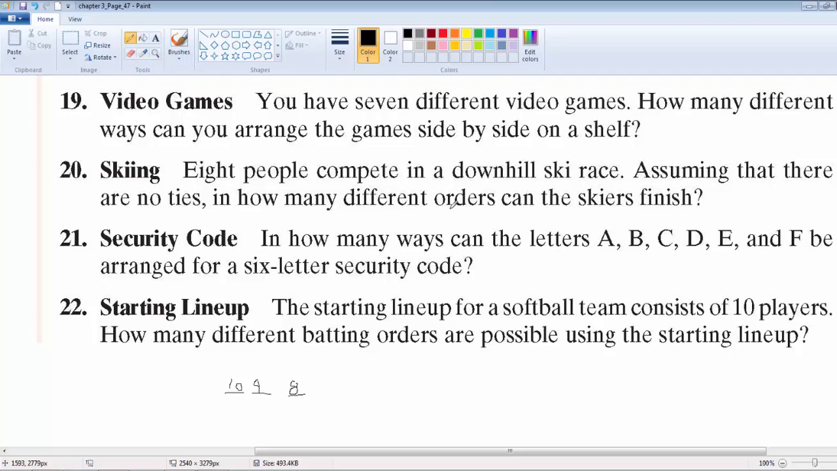You have 7 different video games. How many different ways can you arrange the games side by side on a shelf? How about if I said, how many different ways could you select your favorite 2 video games? Your first favorite video game and your second favorite? Well, there are 7 to select for your favorite and 6 to select for your second favorite, giving a total of 42.